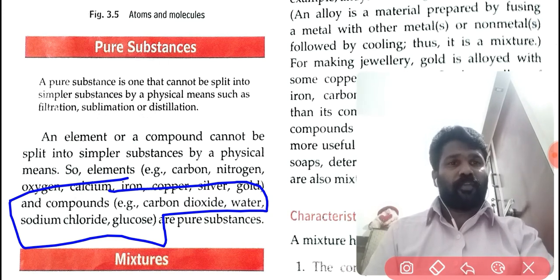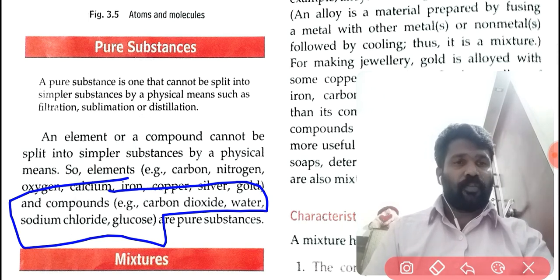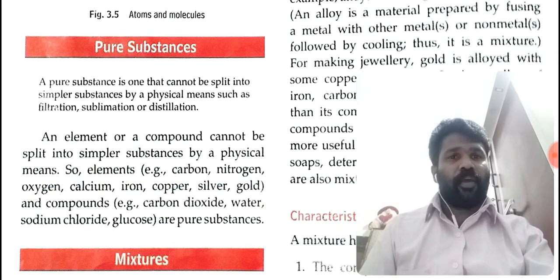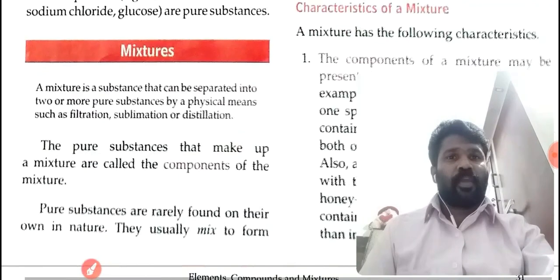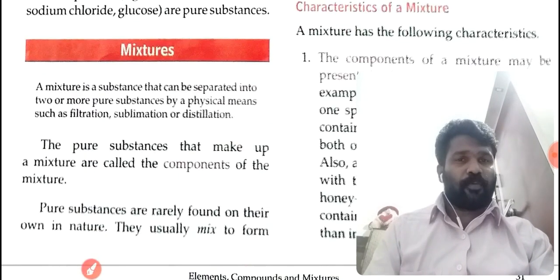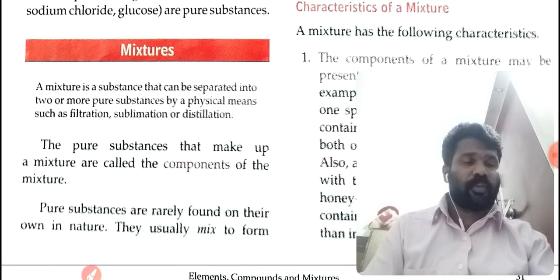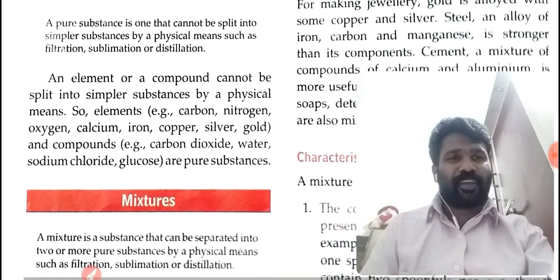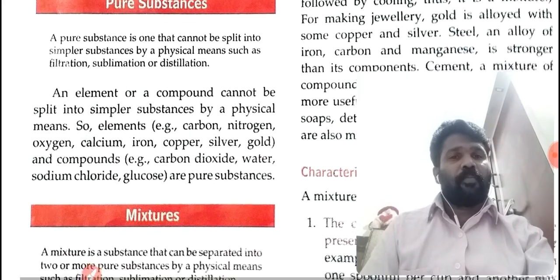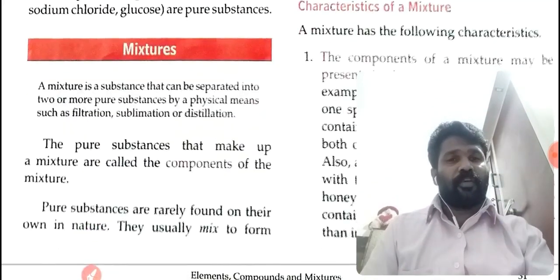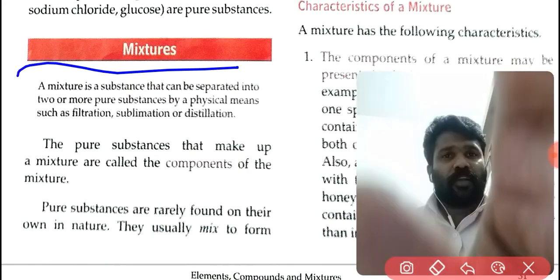These are the examples related to compounds, pure substances. Clear? Now we are going to discuss mixtures. A mixture is a substance that can be separated into two or more pure substances by physical means. Pure substances cannot be split into simpler substances. But here in mixtures, please mark the definition.